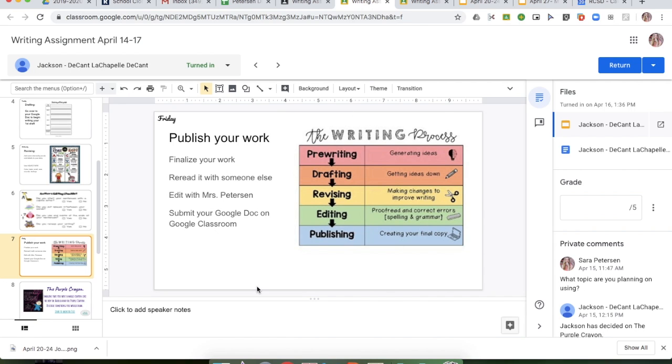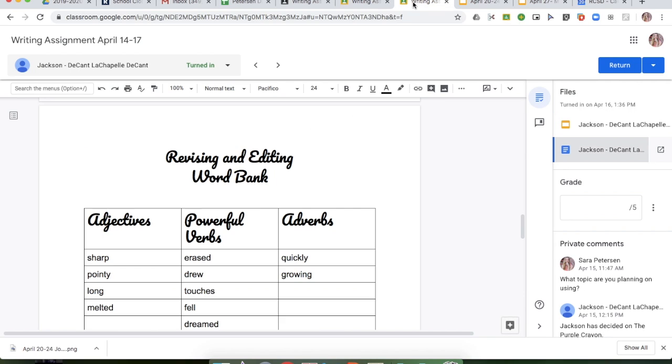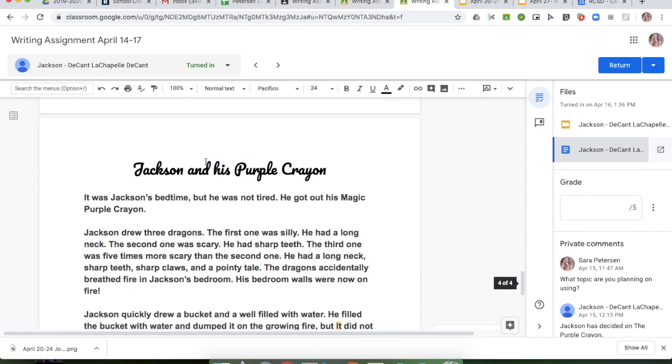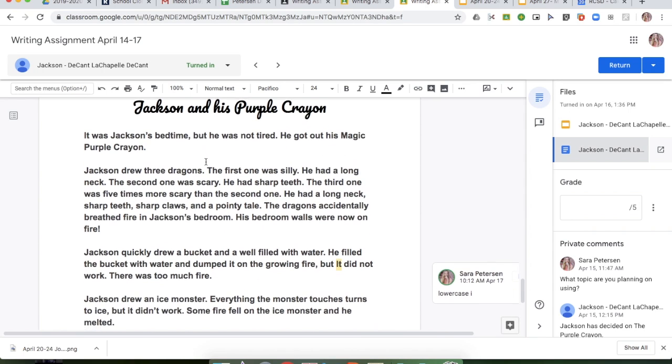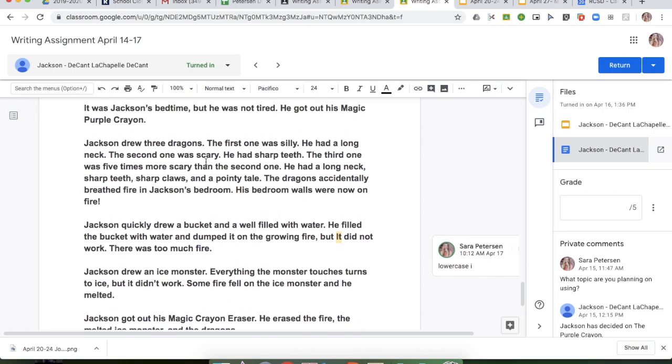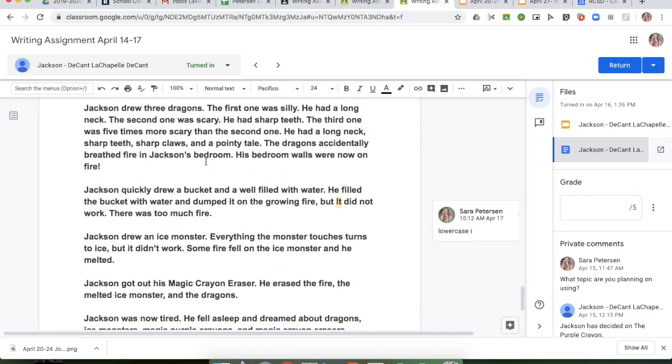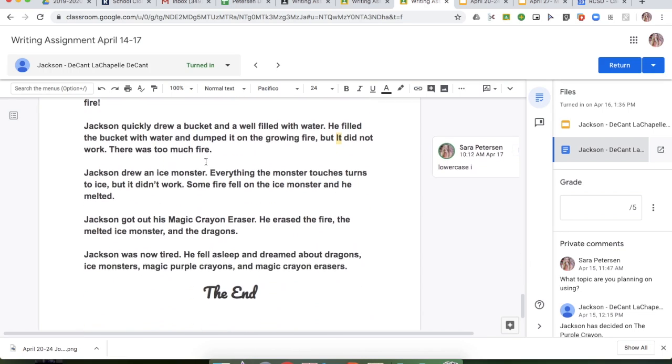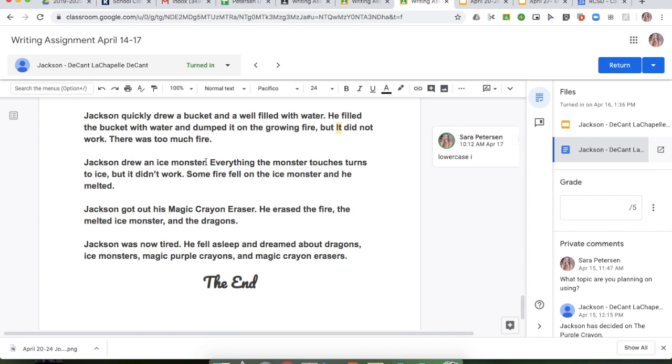So then he went back into his Google Doc to finish off his writing. He began his story and added more and more details as he was writing. You'll see here that there are much more details than in his first draft because he used all of those adjectives he came up with. You'll also notice that this is not a recap of what happened in the text. Jackson came up with all of these all by himself.